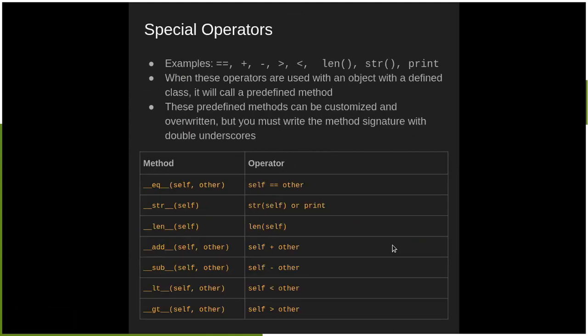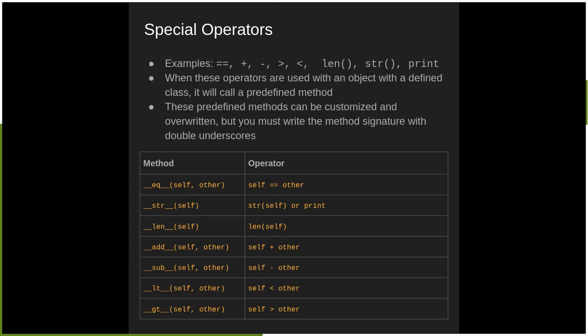So then you can use special operators on objects. Examples of these operators would be the Boolean double equals, adding, subtracting, bigger than, less than, the length function to check its length, the string function, and the print function. When these operators are used with an object with a defined class, it will call a predefined method. And these predefined methods can be customized and overwritten, but you must write the method's signature with double underscores.